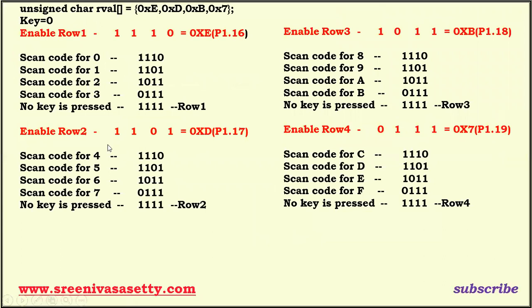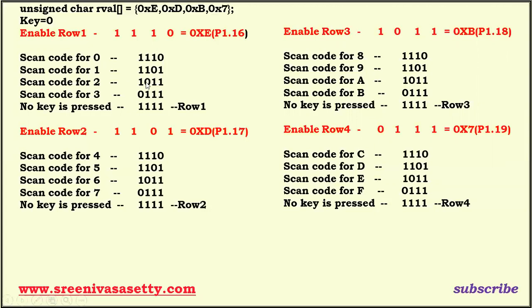Now, then how to differentiate? How can you say key 0 is pressed, or key 4 is pressed, or key 8 is pressed, or key C is pressed? Because the scan code remains the same. The scan code for 0, 4, 8, C remains the same. The scan code for 3, 7, then B, F remains the same. Then somebody has to be there to differentiate. How to differentiate? On the basis of row. That's why I have to enable only one row at a time. Then only it's possible to differentiate. If you try to enable more than one row, it's not possible.